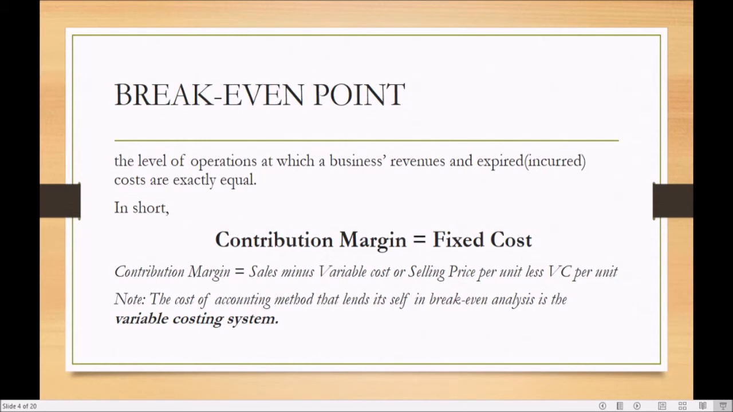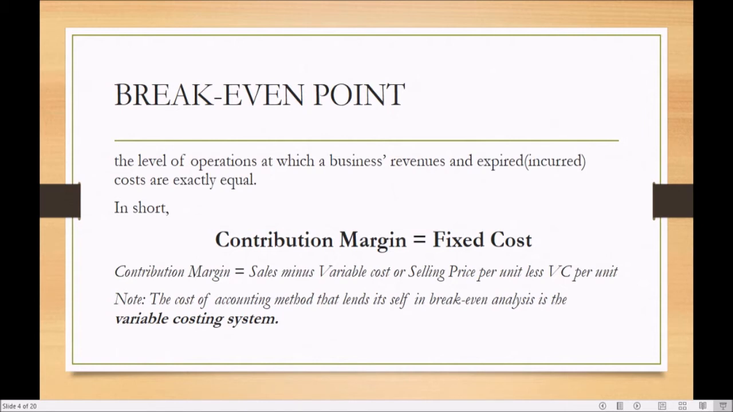But because we are discussing CVP analysis and profit planning, the cost accounting method that we use in CVP analysis is the variable costing system. The so-called break-even point is where the contribution margin is equal to the fixed cost. What is the contribution margin that I am talking about?